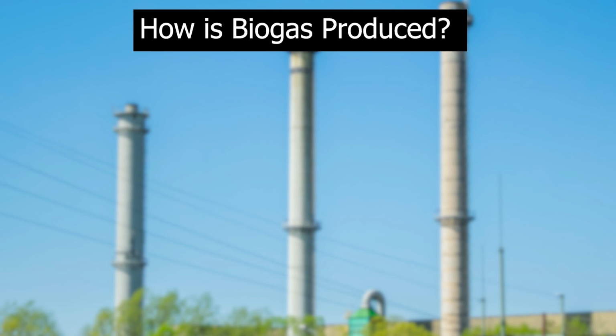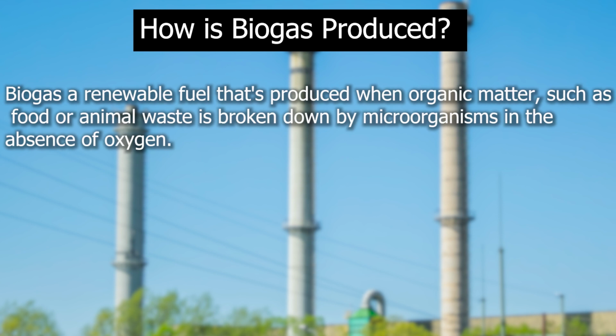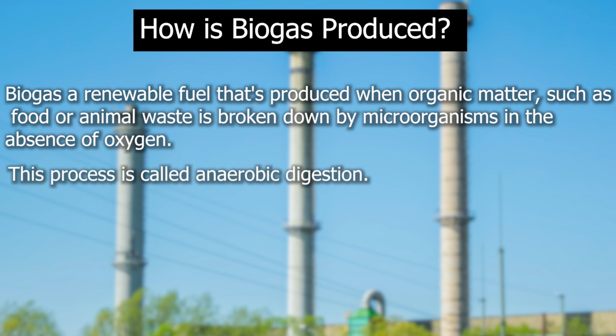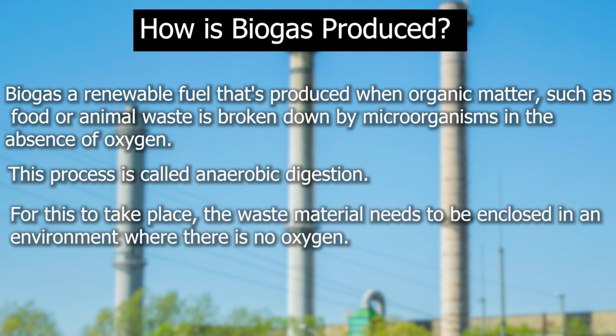How is this biogas produced? So, biogas is a renewable fuel that is produced when organic matter such as food or animal waste is broken down by microorganisms in the absence of oxygen. This process is called anaerobic digestion. For this to take place, the waste material needs to be enclosed in an environment where there is no oxygen.